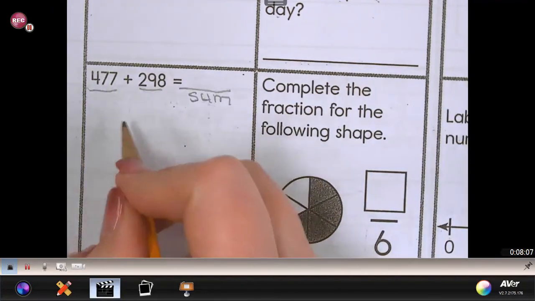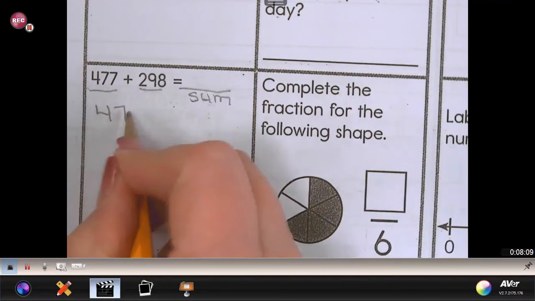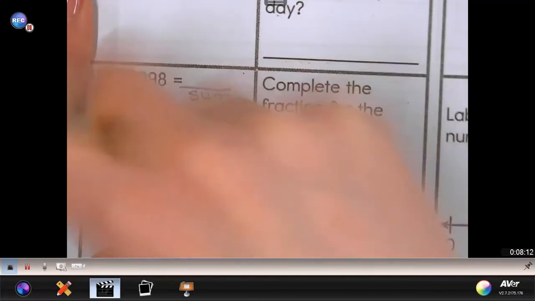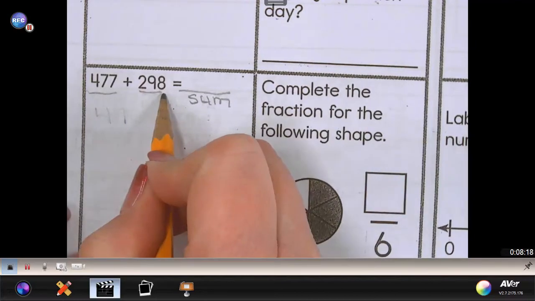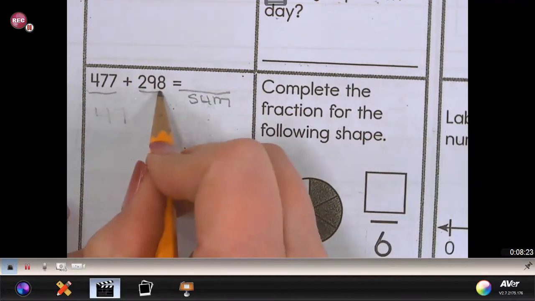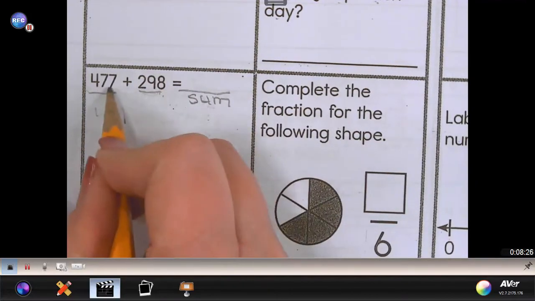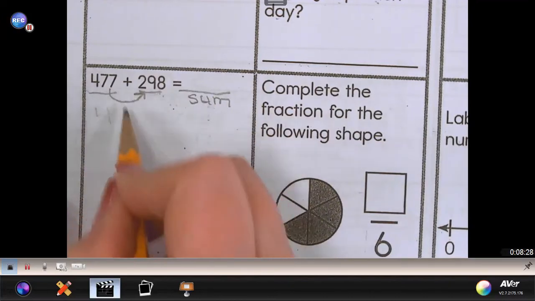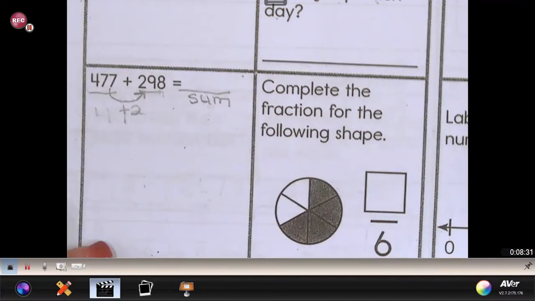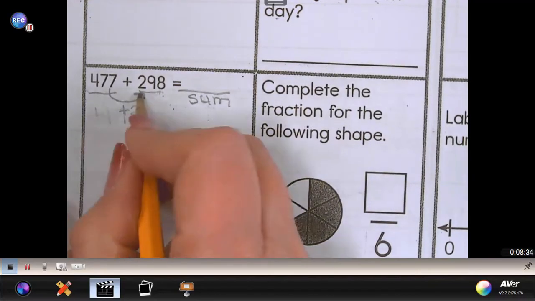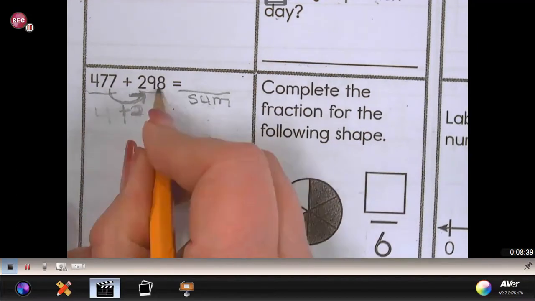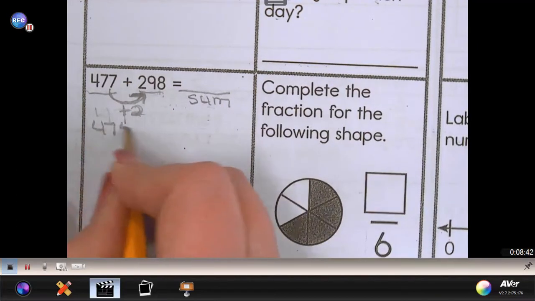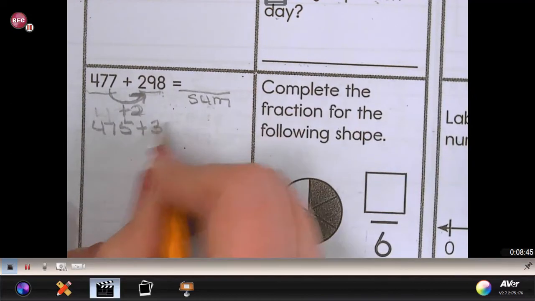So I'm going to show, let's start with an algorithm. Actually, let's start with, I know that 298 is really close to 300. It's 2 away from 300. So since I'm putting these together, I could just take 2 from here and add it on to 298. And notice how I'm putting my arrow from here to here to show that that's what I'm doing. I'm taking and adding 2 here. So this would be 475 now plus 300.